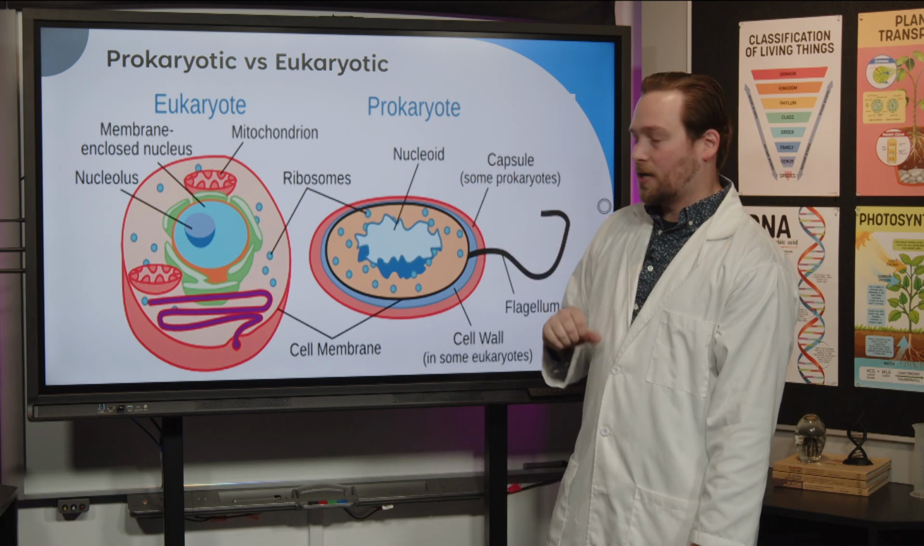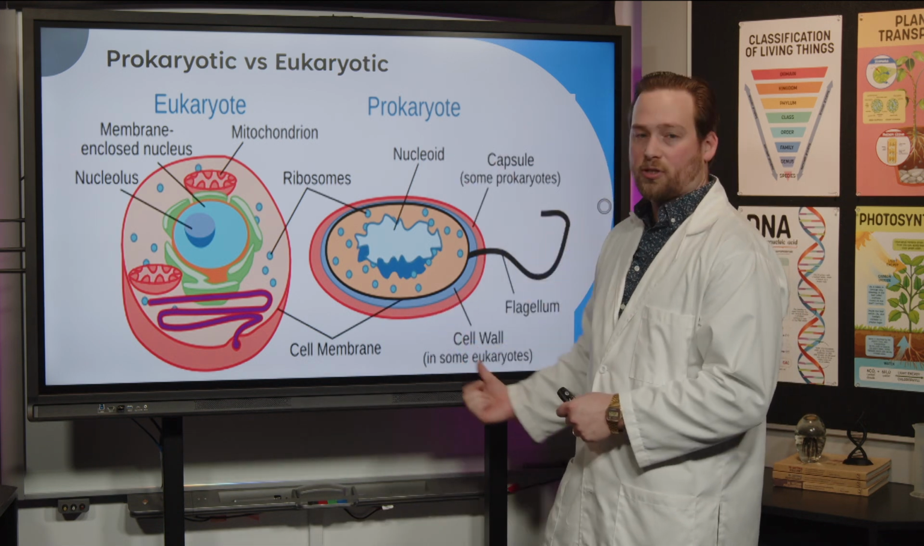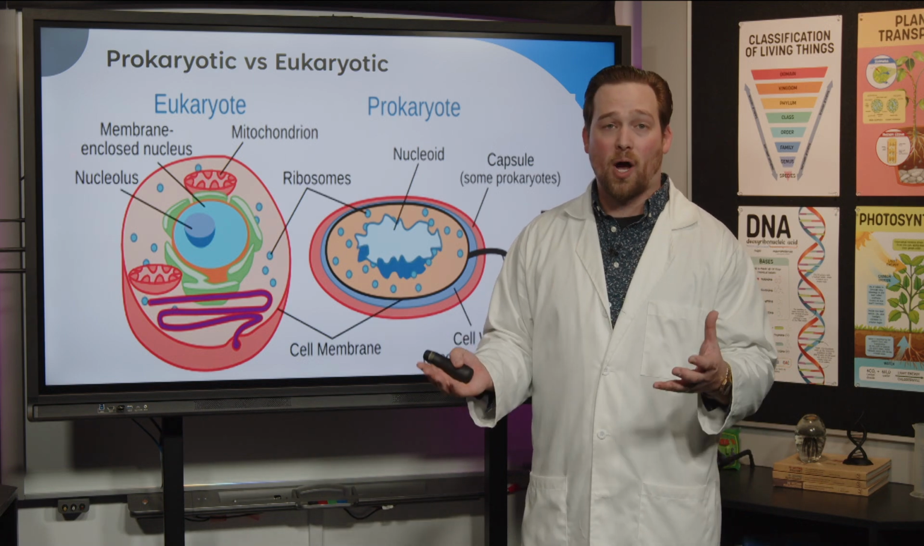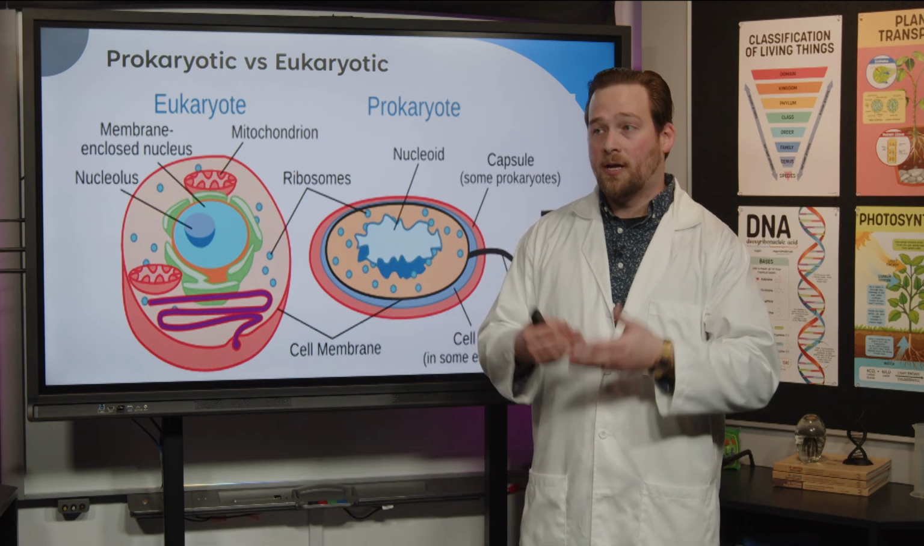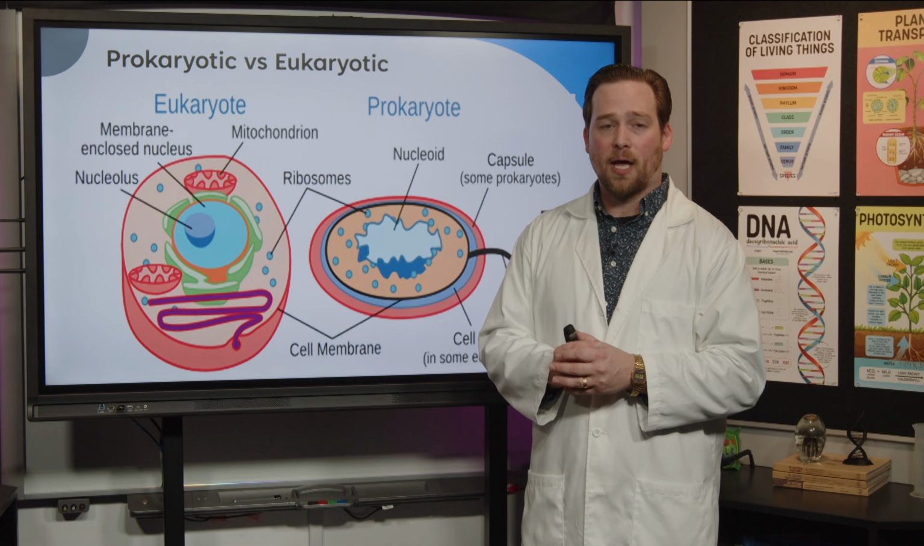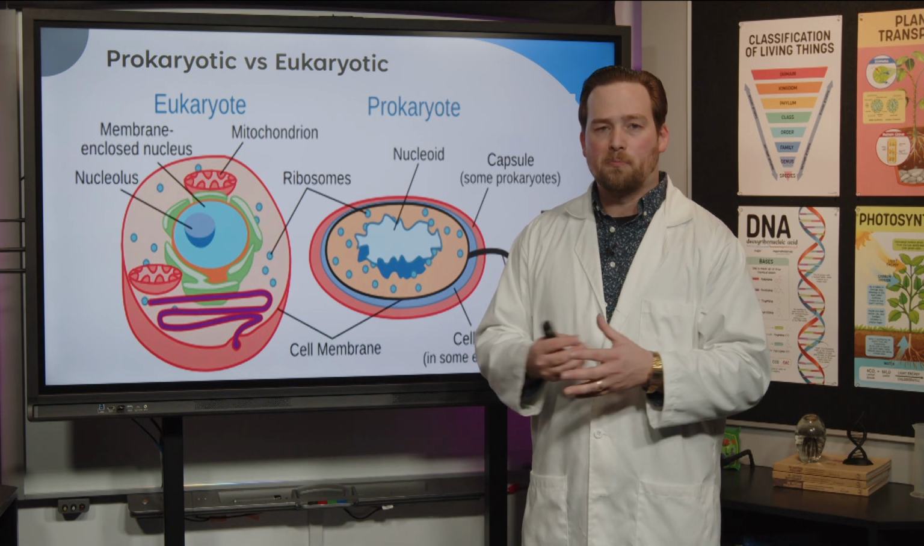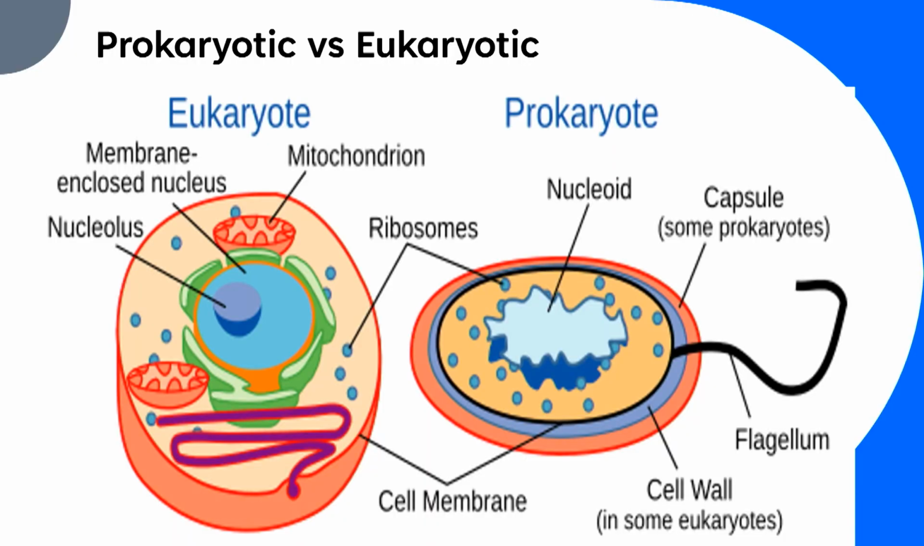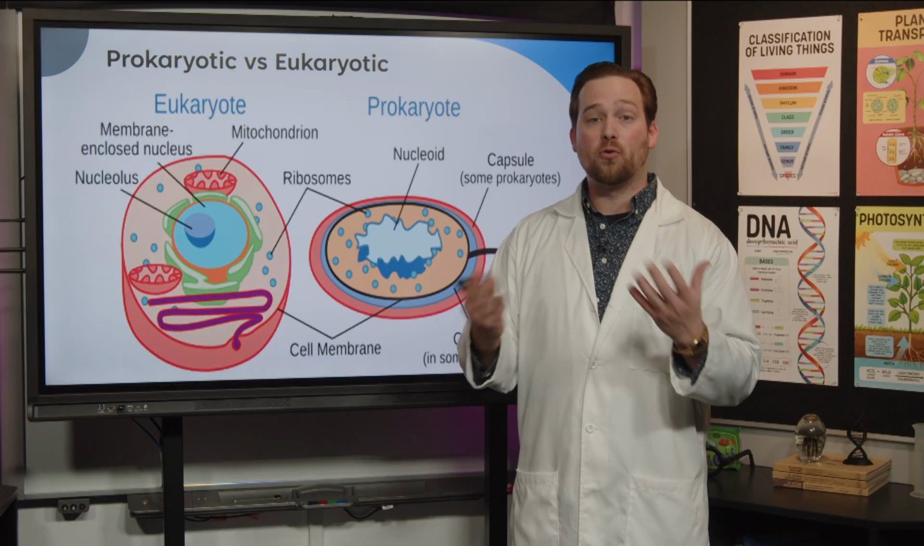Most prokaryotic cells do have a cell wall, and their cell wall is made up of something called peptidoglycan. If you ever get a question about it, that's what it's made up of, peptidoglycan, okay? So those are some differences between prokaryotic and eukaryotic cells. Again, prokaryotic cells are just bacteria cells, and you are a eukaryotic cell. That's what I like to tell people. You are a eukaryotic cell, or a eukaryote.